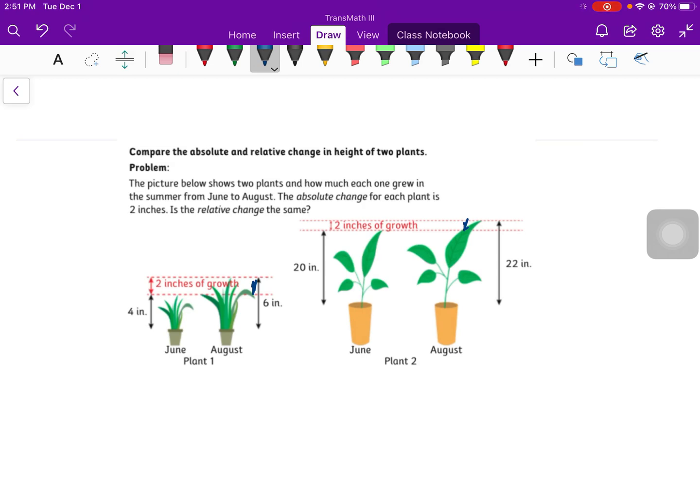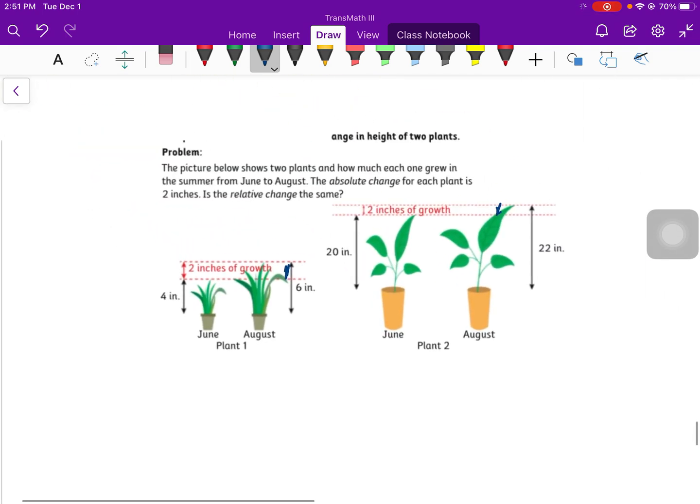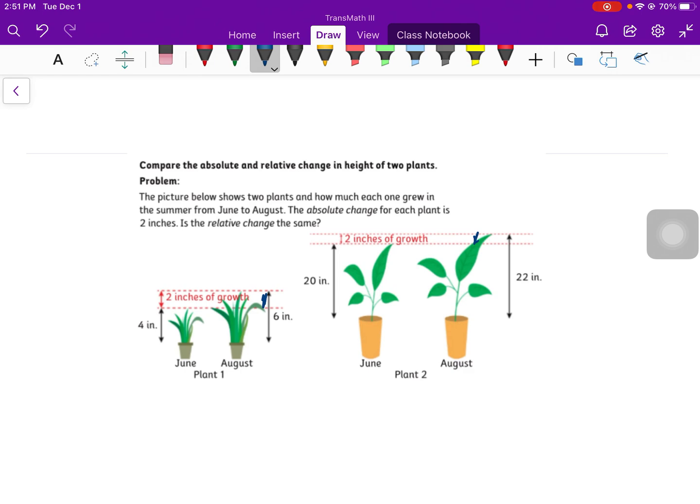So it grew, let's scroll to the next piece. Oh, sorry, thought I had another picture there. I apologize. So the relative change is not going to be the same. So think of this as if I was to stand next to a toddler. If I grew 1 more inch, you probably would not even notice. If a toddler grew 1 more inch, you would definitely notice because it's a big deal.